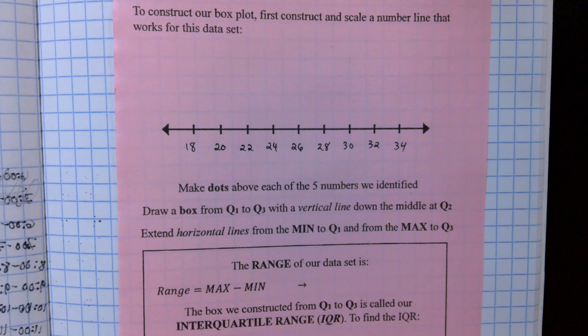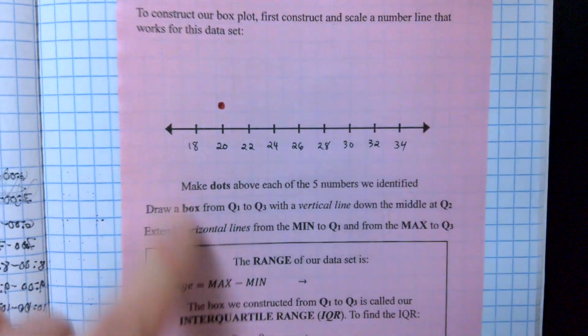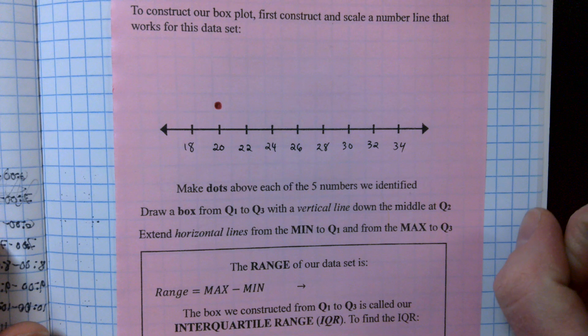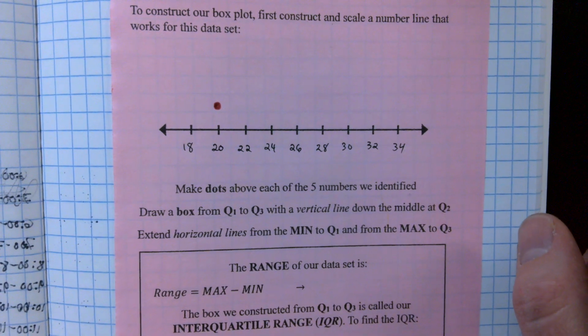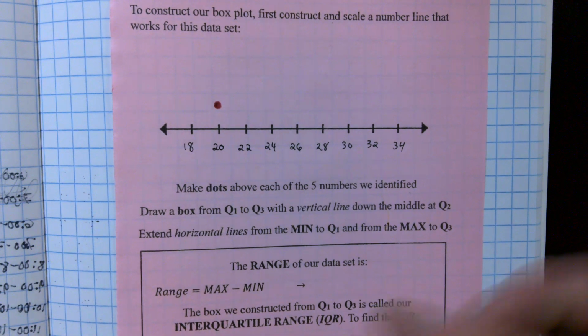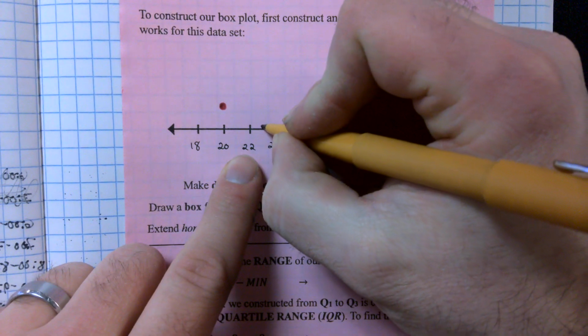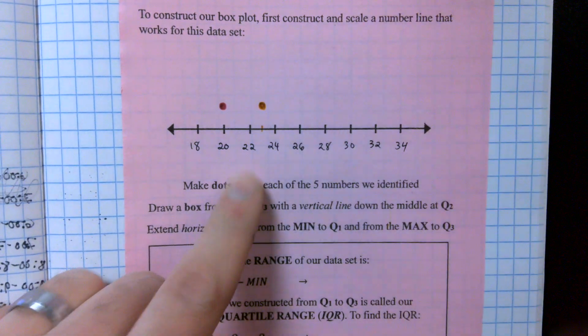What's my minimum here? 20. I'm going to make a dot above it like that. What was my Q1? My Q1 was 23. I'm going to go in between 22 and 24 to make a dot right there.